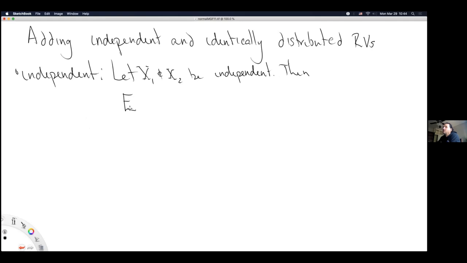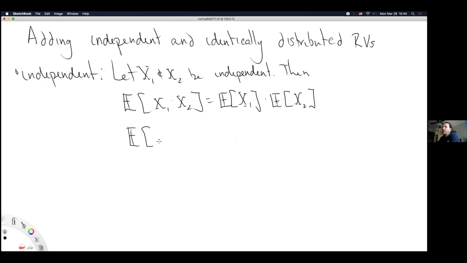Then the expectation of X1 times X2 is equal to the expectation of X1 times the expectation of X2. We've seen similar statements for probability, but if you recall, probability is just expectation with a specific function. So you get statements very similar like this. Okay, so here's independence. It just says that two random variables have nothing in common. They don't share any information.